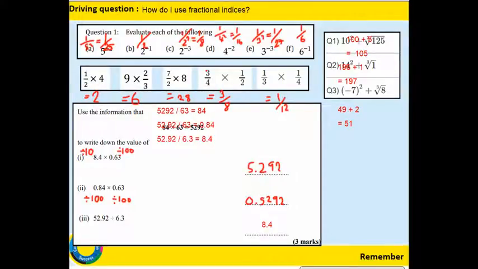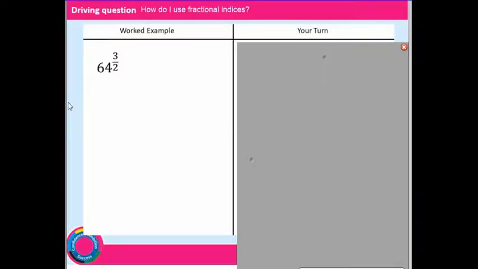Fantastic. Hopefully you got most of those correct. The things you really need to know for this lesson are these first 2 lines here. So if you've made lots of mistakes there, maybe it's worth going back to the previous lessons to learn those. Okay, let's have a look at some examples for today's lesson. So we're going to look at fractional indices. So we've got 64 to the power of 3 over 2. Just watch what I do and then I'll explain.